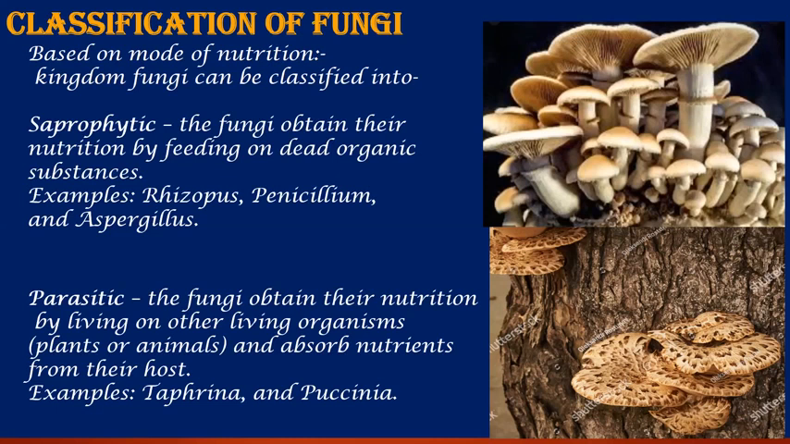Another mode of nutrition is parasitic mode of nutrition. In this, the fungus obtain their nutrition by living on other living organisms, maybe plants or animals, and absorb nutrients from their host. Examples are Taphrina and Puccinia.